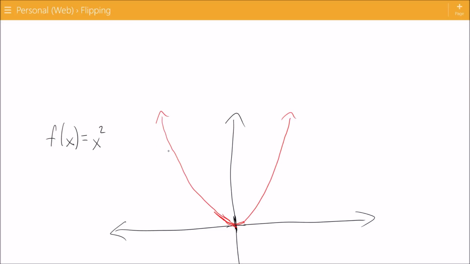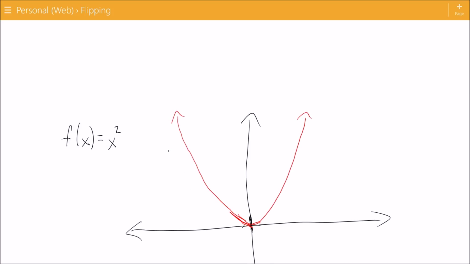Hello! Today we are going to take a look at even and odd functions.